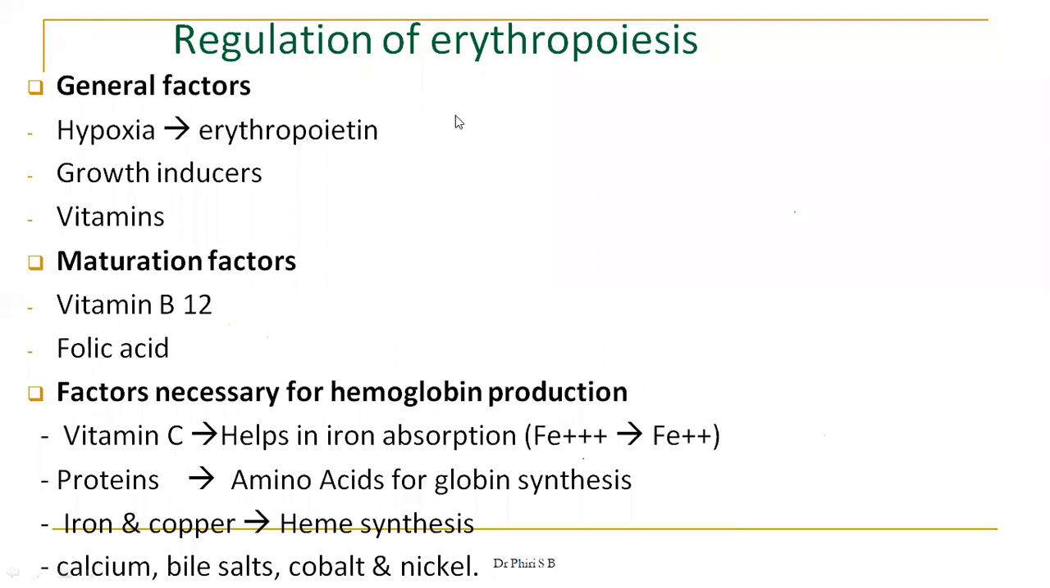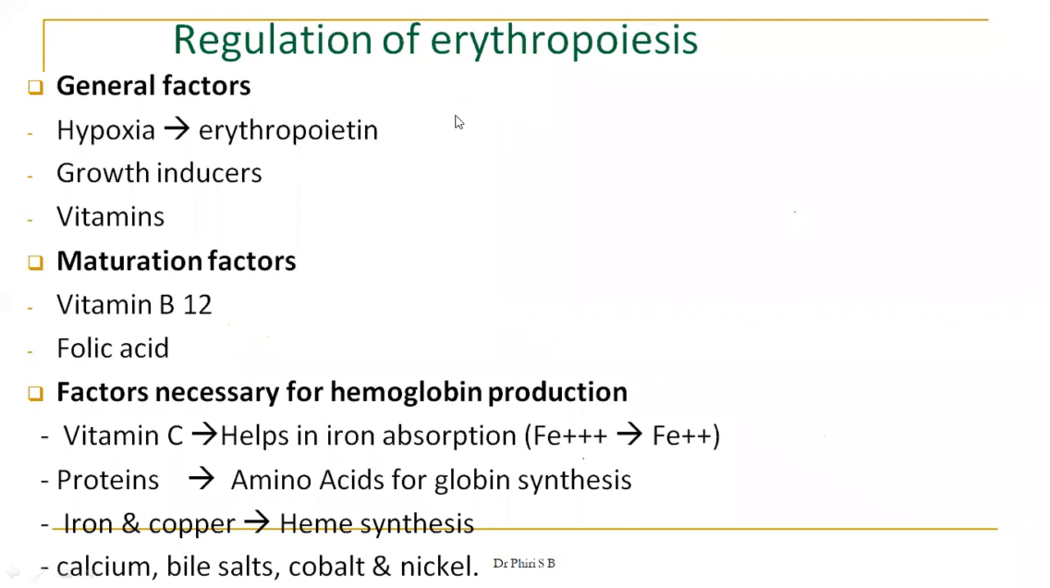The ferric state is not good for combining with oxygen, but the ferrous state of iron is the one that is good at combining with oxygen. Okay, you also have proteins, of course, because you have synthesis of globin, so you need amino acids for it. Then you also need iron and copper and other minerals like calcium, bile salts, cobalt, and nickel. These are important when it comes to the production of the heme.